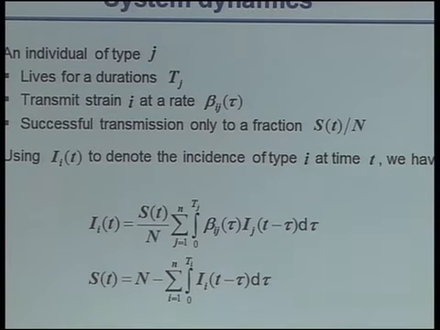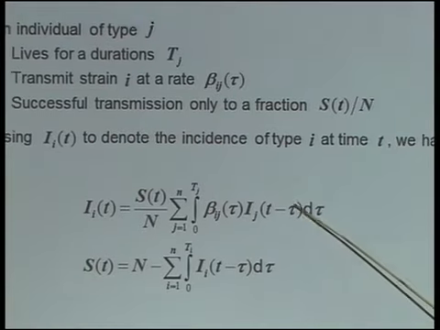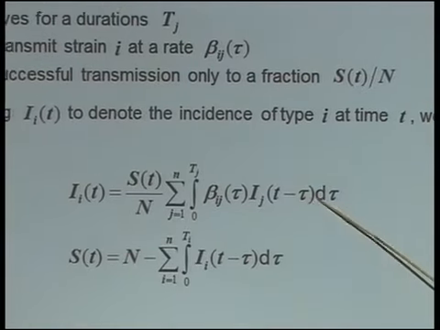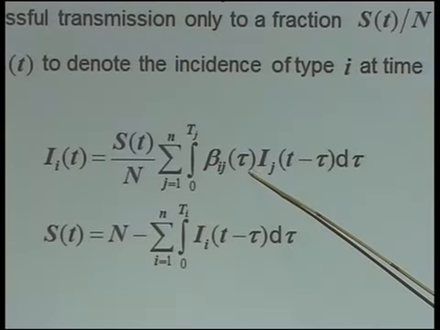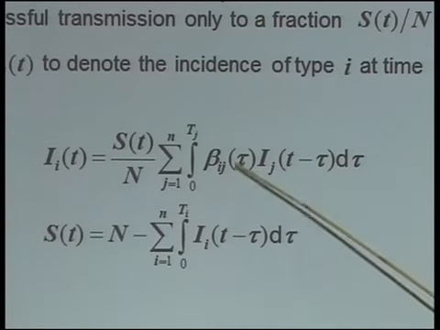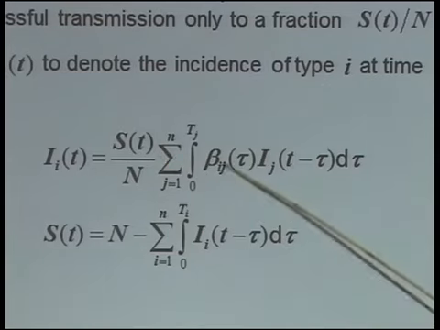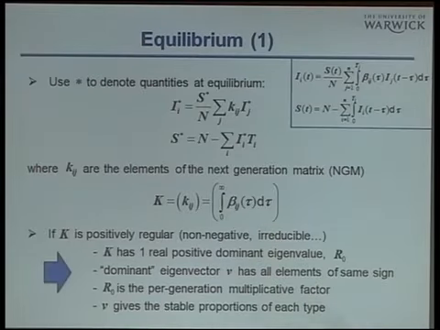Why is S of t not inside the integral? Because it does not depend on the time since infection. Because the integral is over the time since infection of an individual. An individual of type J infected tau units of time ago now will have age tau, and its infectivity that would generate individuals of type I is given by this function as a function of time since infection, and t is not, this integral is not over t. Okay?